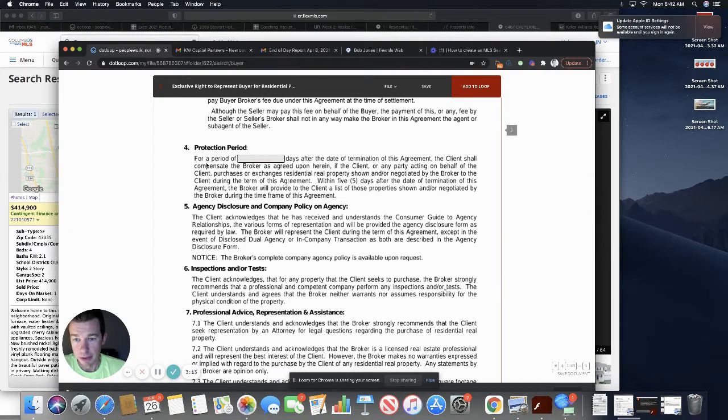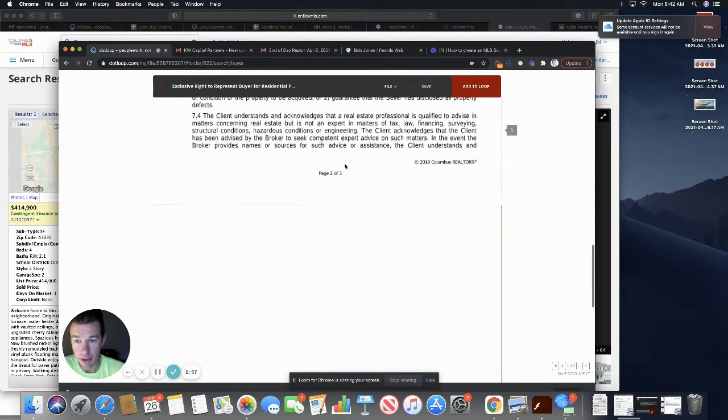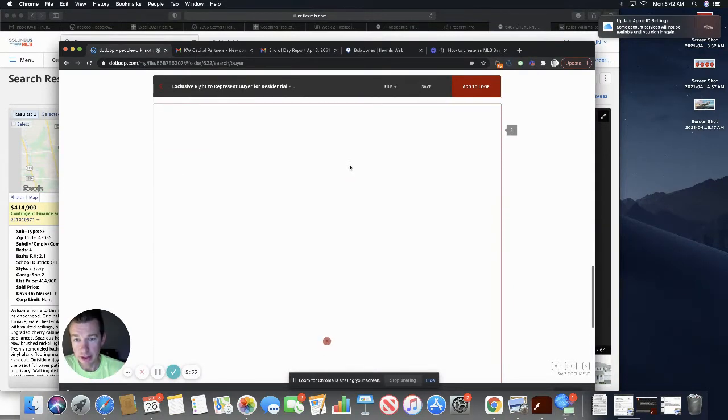Protection period. For a period of blank days after the date of the termination of this agreement, the client shall compensate the broker as agreed. So this is for a buyer. Buyers don't typically do compensation, so I normally leave this blank as well. And then it kind of spells out what the relationship looks like. Then we come down here to the third page.